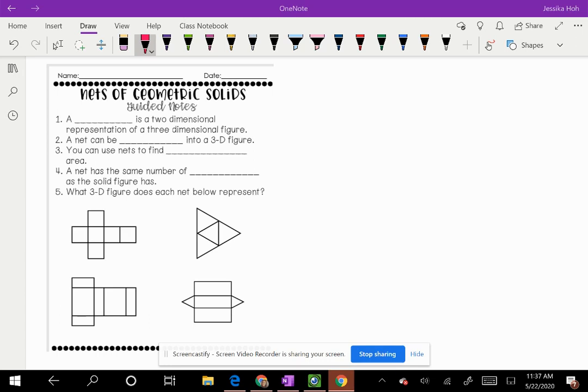Today we're going to talk about nets of geometric solids. So the first question says, a net is a two-dimensional representation of a three-dimensional figure. Today I'm actually going to show you actual nets using the fold and learn geometric shapes that I have at home. A net can be folded into a 3D figure. You can use nets to find surface area. A net has the same number of faces as the solid figure has. So what 3D figure does each net below represent?